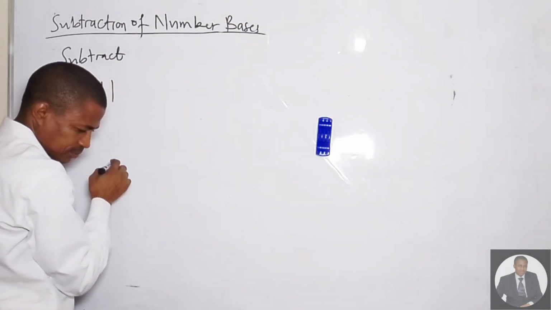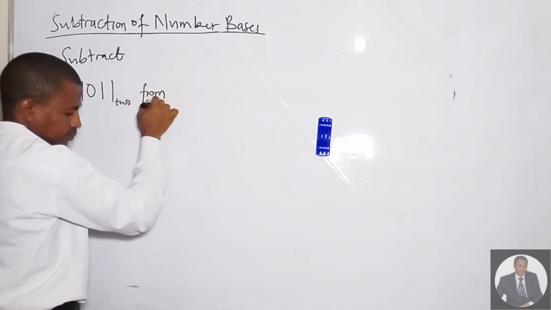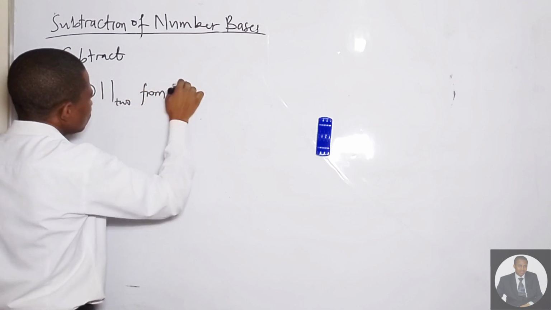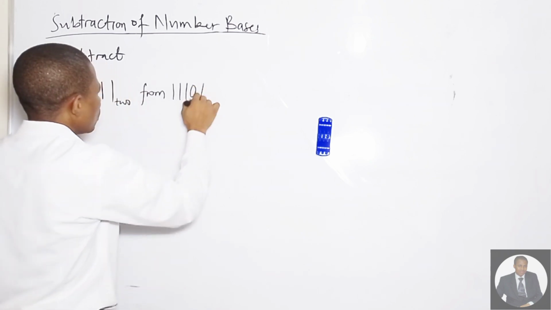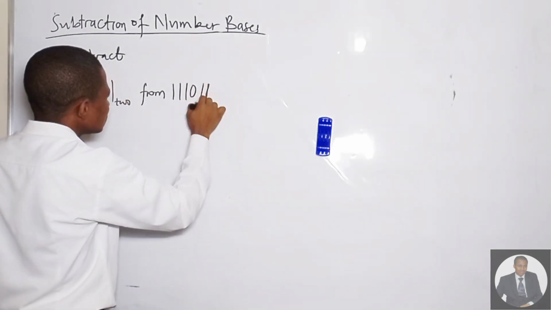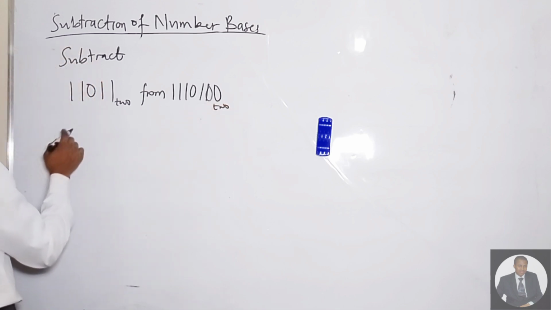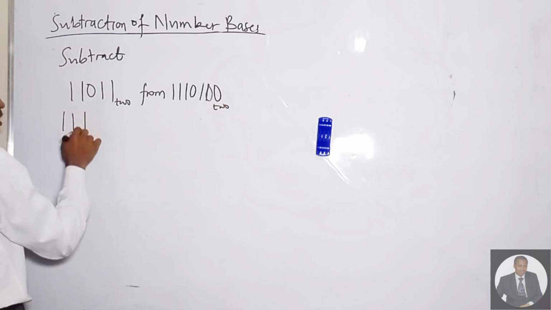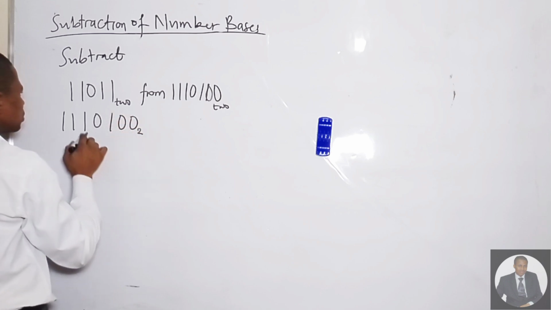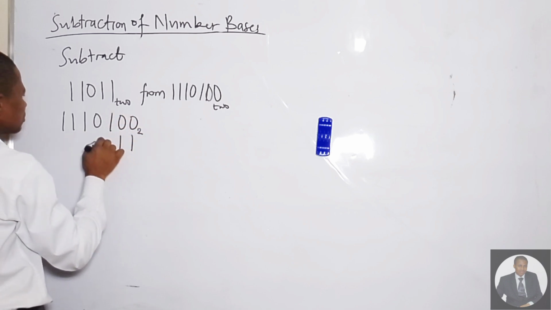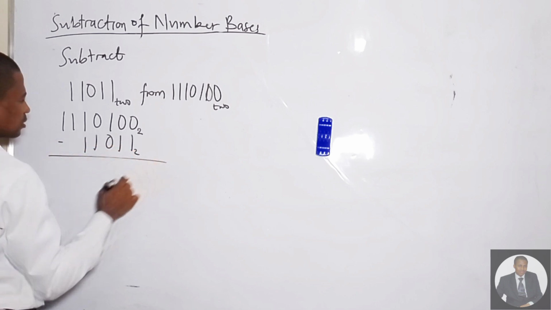Subtract 1110 base 2 from 11011 base 2. So we have to subtract. We say 11011 base 2, then 1110 base 2.